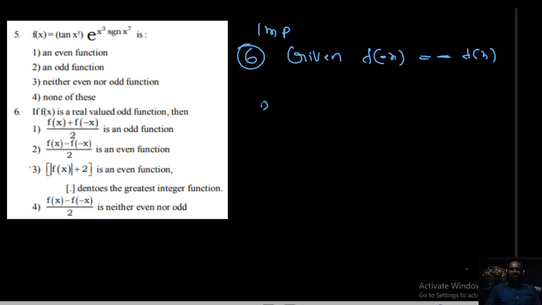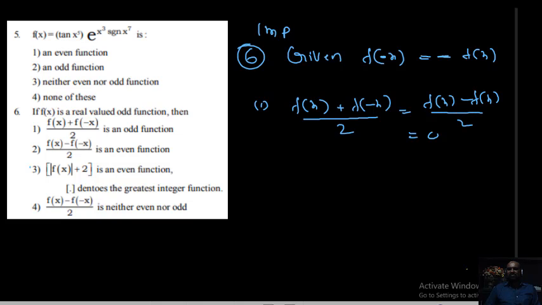So first of all, the first option: f of x plus f of minus x by 2. Instead of f of minus x, I can write minus f of x, so f of x minus f of x by 2 equals 0. Given function is equal to 0. 0 is both even and odd, because its graph is the x-axis only. The x-axis is symmetrical about the y-axis and also about the origin. So it satisfies both definitions of even and odd. That's why we can't say it is even, and we can't say it is odd. That's why that option is wrong.